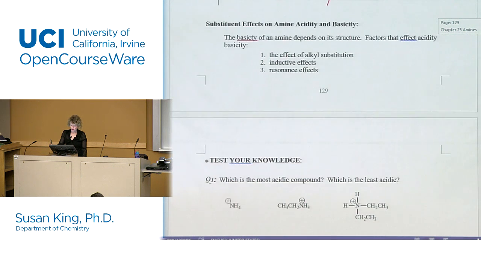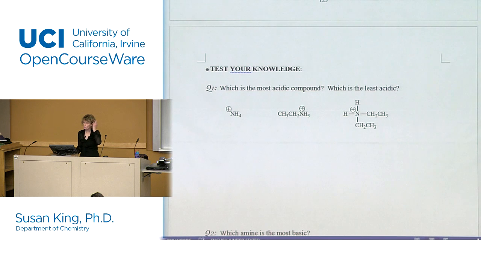All right, so test your knowledge. Question 1, which is the most acidic compound? What do you think? First one, second one, third one. All right, I heard first, most. And this would be least. Let's see why that is and see if that's right. A good idea when we're trying to figure out acidity and basicity is to look at the conjugate base. And when we look at the conjugate base, we're looking for anything that might stabilize it, maybe destabilize it, and those are the factors that we're looking for.